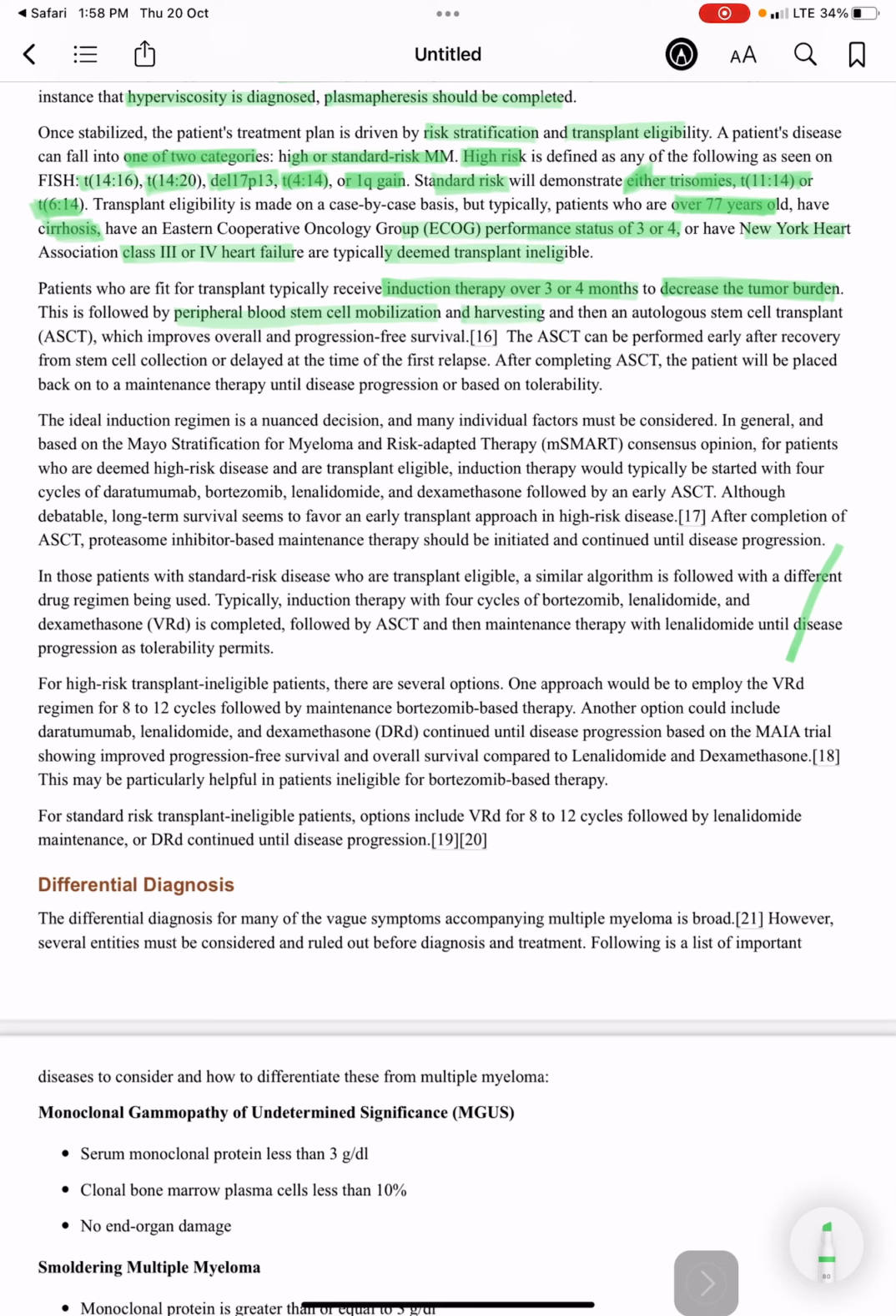So we are decreasing the tumor burden. Then what we are doing? We are mobilizing the stem cells and harvesting them, and then we are planning for an autologous stem cell transplant. This will improve the overall and progression free survival.